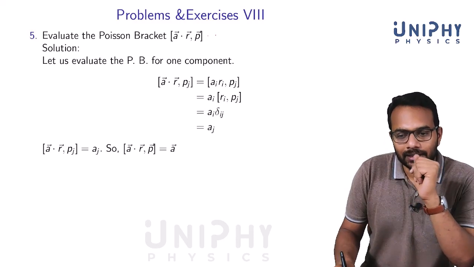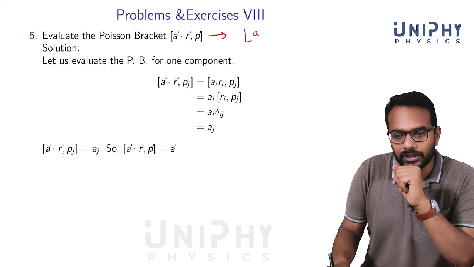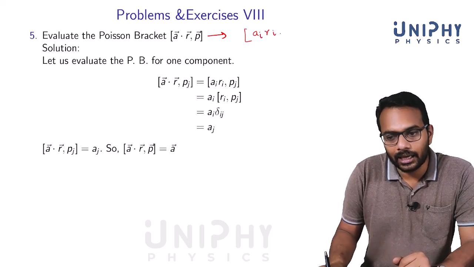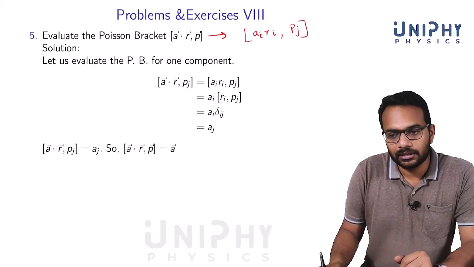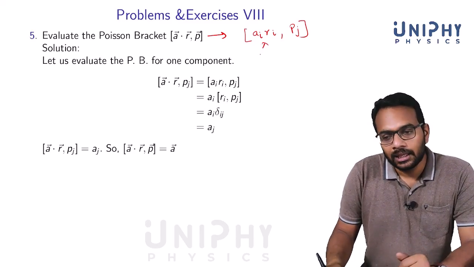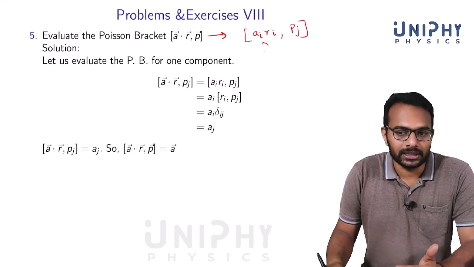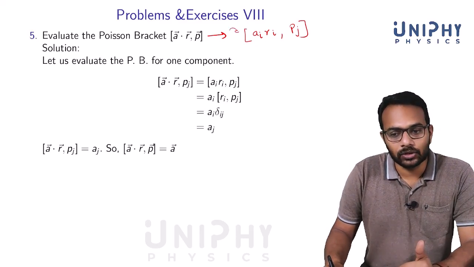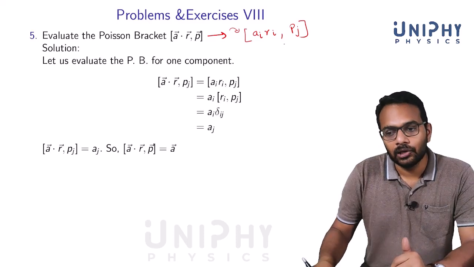Okay. So let's just write it abstractly in this way. We can write a dot r as a_i r_i, with p_j. What does this mean? This means there's a summation over i. As I said, we will be using Einstein summation convention. This is a_i r_i with p_j. Now we have written this in component form.